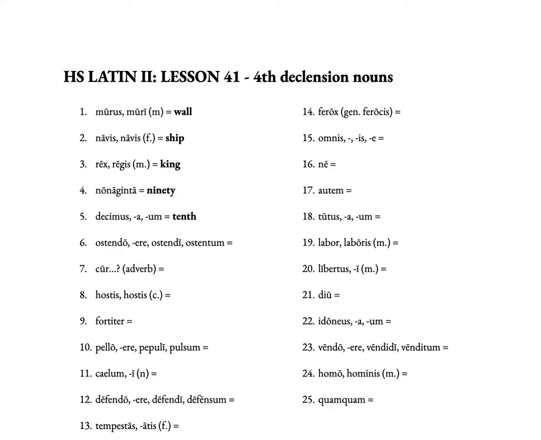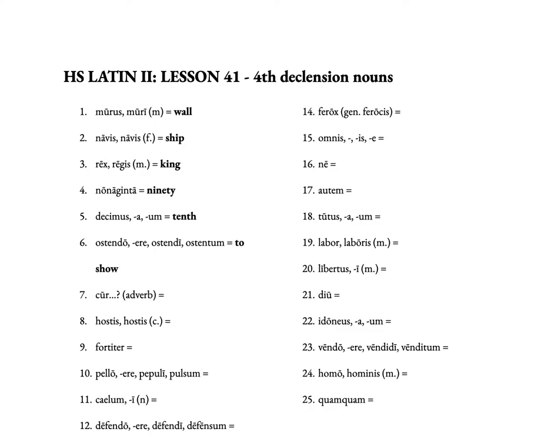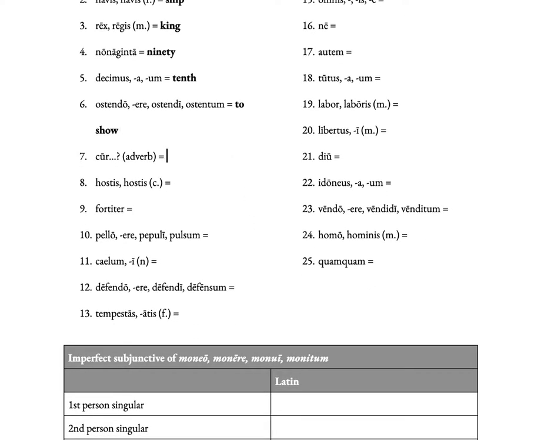Ostendere is to show. Cur is a question word meaning why. A hostis is an enemy. Fortiter means bravely, which you need to remember not to confuse with the word forte, which means by chance.